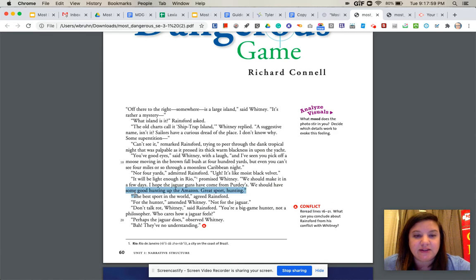So 16 is here, where Rainsford says that hunting is the best sport in the world. Whitney says, well, for the hunter, not for the jaguar. And then Rainsford says, don't talk rot. You're a big game hunter, not a philosopher. Who cares how a jaguar feels? And Whitney says, perhaps the jaguar does. And Rainsford says, bah, they've no understanding.